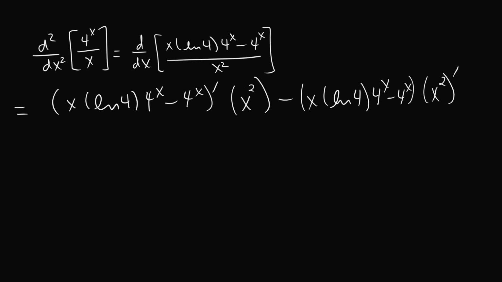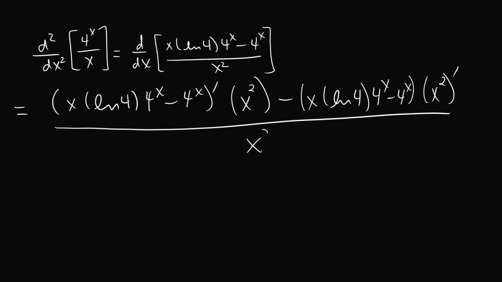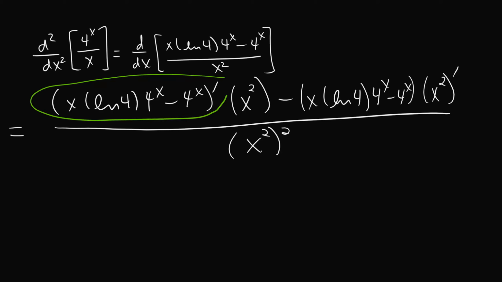Derivative of the denominator, and then all of that over our denominator squared, so x squared squared. Okay, so when we find this first derivative for our quotient rule, let's write it out in green just to keep track of it, because notice that this is a difference of two functions, and then within the difference, the first term is a product. And notice it's a product of two functions, because natural log of 4 is a constant, so we don't have to treat it like a function. Okay, so we need the product rule for that first piece.